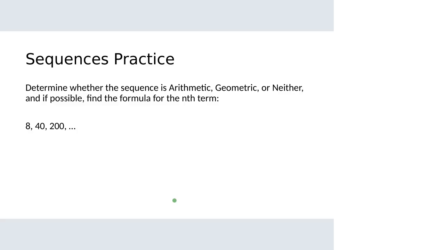All right, arithmetic, geometric, or neither. Well, the way we decide that is, let's see, 8 to 40. I could do plus 32, but that's not going to work over here, so it's not arithmetic. But we can multiply by 5 and multiply by 5, and sure enough, this is geometric. Once we know that it's geometric, our formula for the nth term is going to be a times r raised to the n minus 1 power.